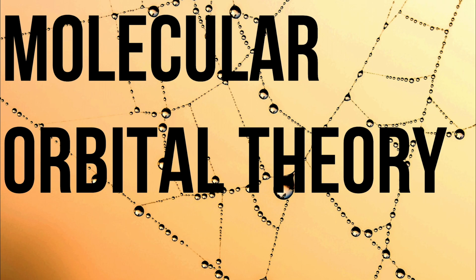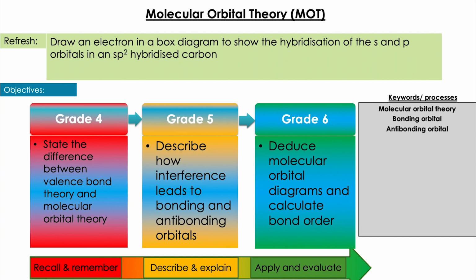In this video, we're going to be looking at molecular orbital theory, which doesn't take too large a place in the IB specification, but we're going to go through the very basics and how to apply some very rudimentary skills. Firstly though, have a go at this question. Draw the electron in a box diagram to show the hybridization of the s and p orbitals in an sp2 hybridized carbon. Pause the video and have a go.